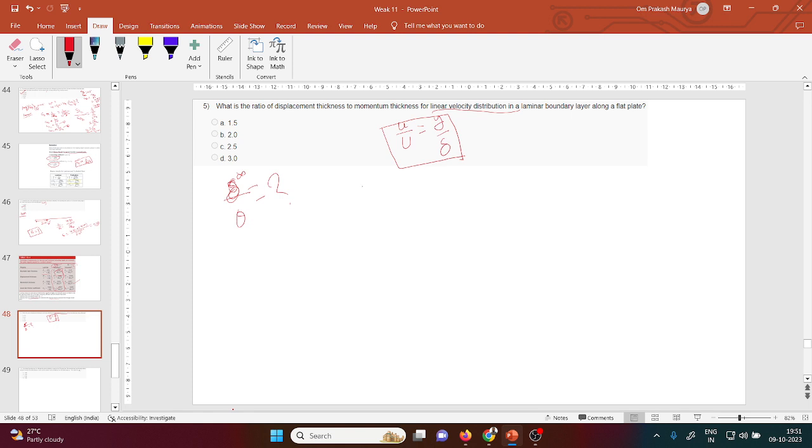So you know the delta star is the integral from 0 to delta of 1 minus small u by capital U dy, and theta is the integral from 0 to delta of small u by capital U times 1 minus small u by capital U dy. Put the values in this and you will get the solution. So should I solve or will you try?